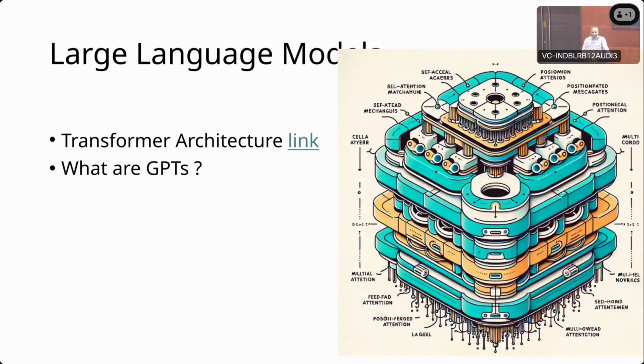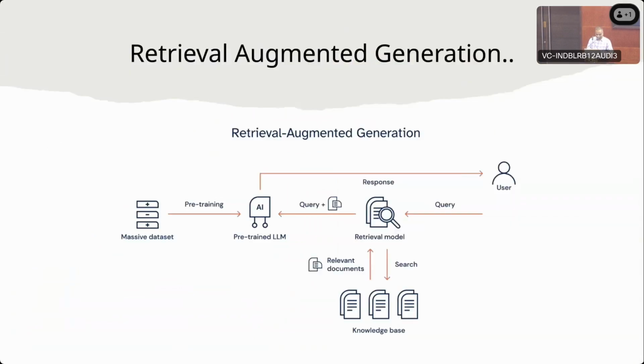So yeah, what are GPTs? As I explained, they are generative pre-trained transformers, trained with a lot of data. It can be general data or specific data, depending on what kind of model you're trying to build, right? And moving on, how many of you are familiar with RAG? Retrieval augmented generation. Okay, good.